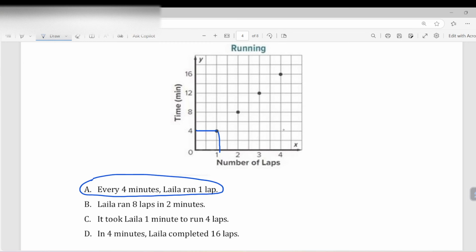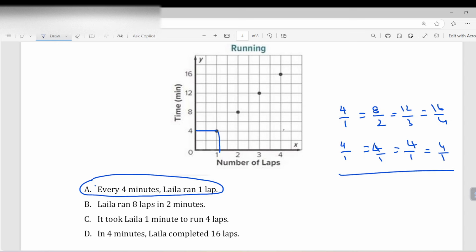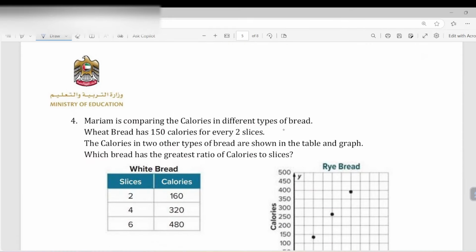If you are not happy with that, go for this: 4 by 1, 8 by 2, 12 by 3, 16 by 4. This is 4 by 1. 2 ones are 2, 2 fours are 8, so it is 4 by 1. 3 ones are 3, 3 fours are 12, 4 by 1. 4 ones are 4, 4 fours are 16. Same. Every 4 minutes, Laila runs a lap. It is proportional. Next.